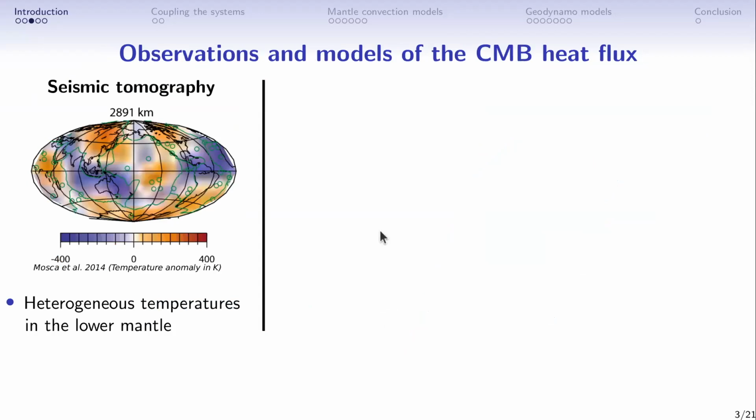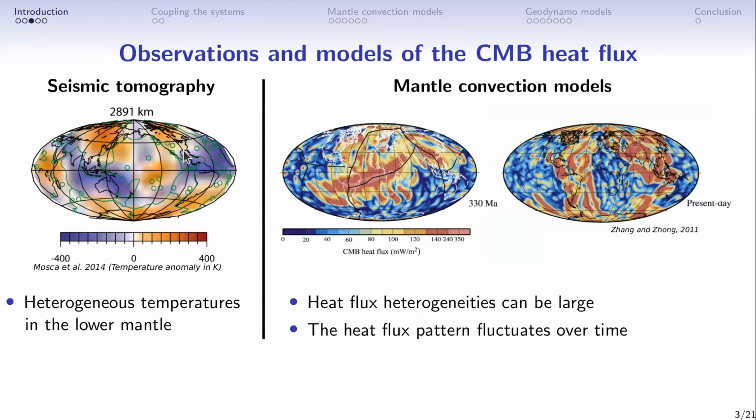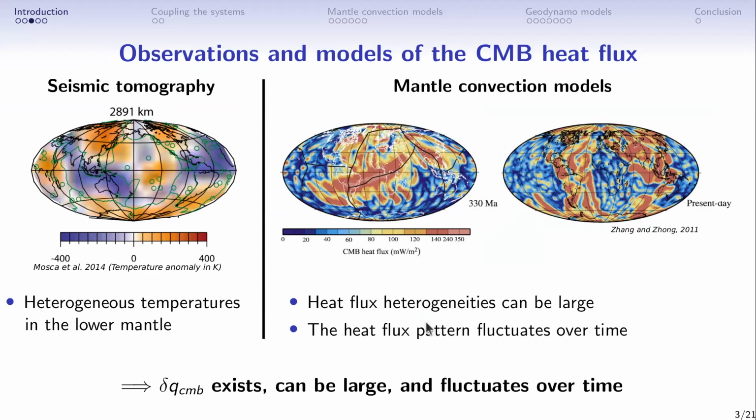So we can have information regarding the present-day CMB flux using seismic tomography, and we can notably tell that the temperatures in the lower mantle are heterogeneous at the present day. But we can also use mantle convection models, notably to constrain the path of the CMB flux using plate-driven mantle convection models. And important results from these models, notably, are that heat flux heterogeneities can be large and they can fluctuate over time. So to sum up, heat flux heterogeneities at the CMB exist at the present day. They can be large, and we should expect them to have been fluctuating over the geological times.